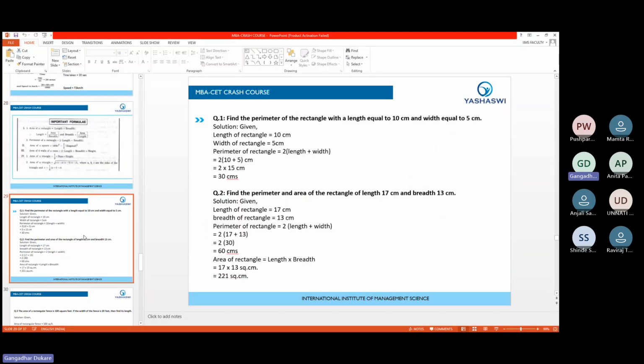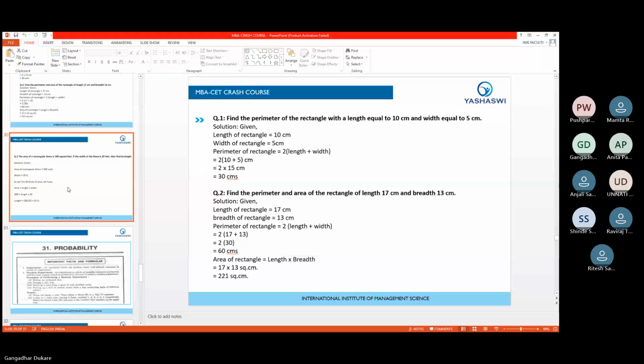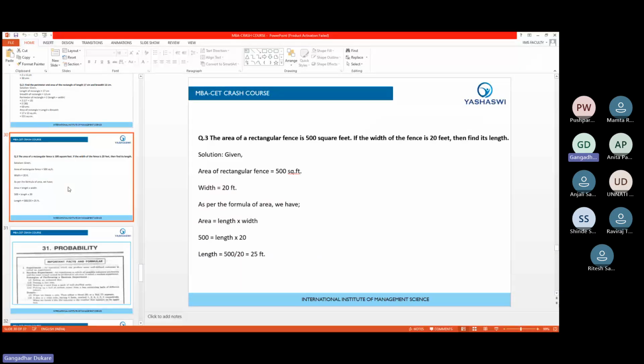Some questions are simply based on the calculation given. Find the perimeter of a rectangle with length equal to 10 centimeters and width equal to 5 centimeters. We calculate the perimeter of a rectangle as 2 into length plus width. That is simple in terms of understanding the perimeter of a rectangle. This value is given for the whole calculation of perimeter and area of rectangle and square.